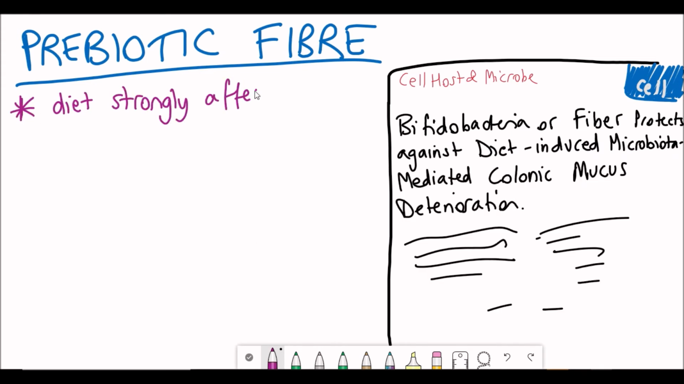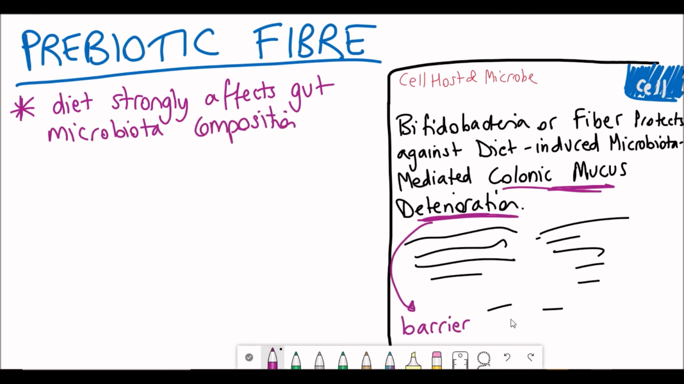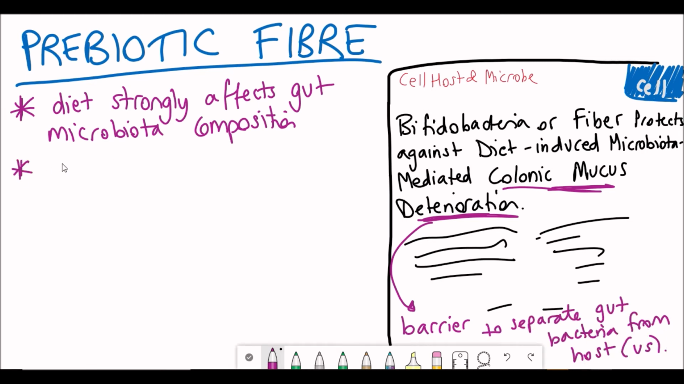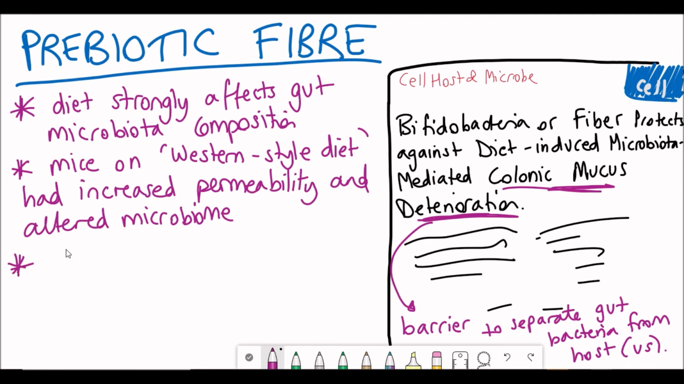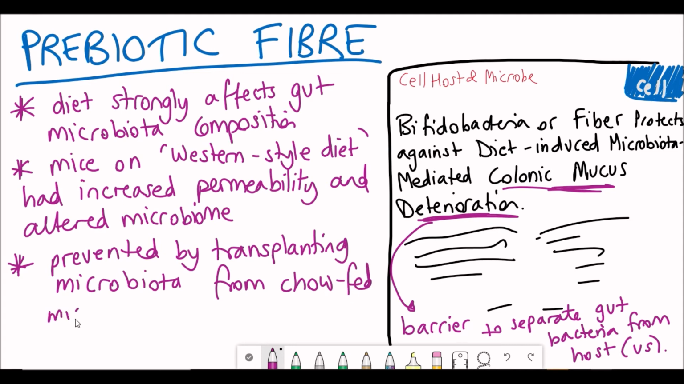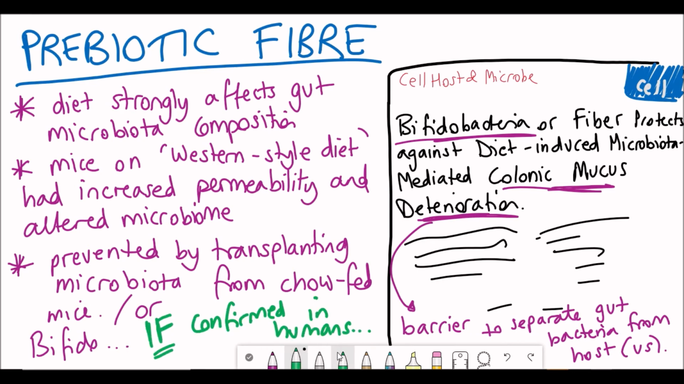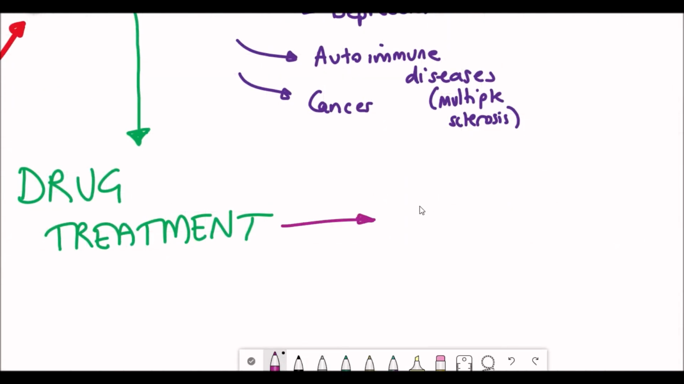And a good study that illustrates my point is this Cell Host and Microbe paper that I discussed previously, that looked at how the diet strongly affects the gut microbiome composition, and in particular how that affects the barrier between the colon and human cells, which is the barrier that separates the gut microbiome from ourselves. Mice that were on a Western style diet had increased permeability of this barrier, which is bad, and it could increase inflammation in the body. Whereas when they prevented this by transplanting a specific type of microbiota, they reversed this permeability, and that is a good thing. But that's not confirmed in humans yet.